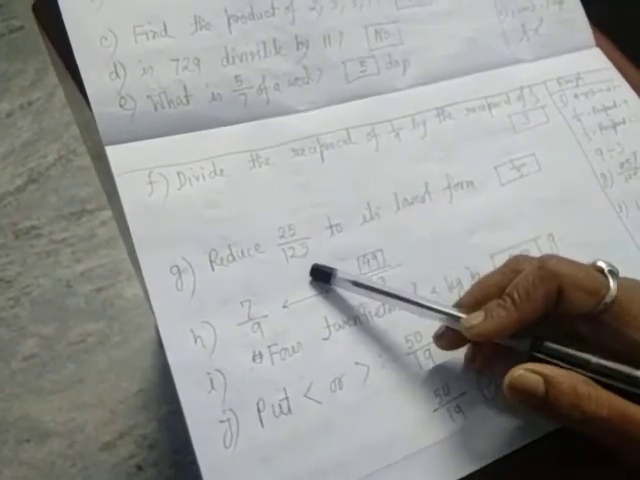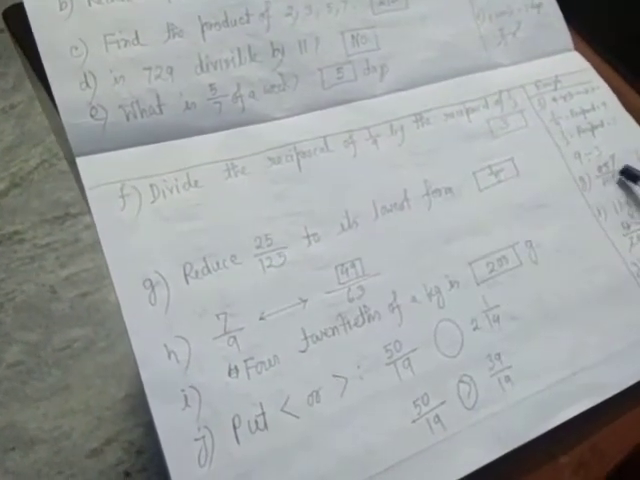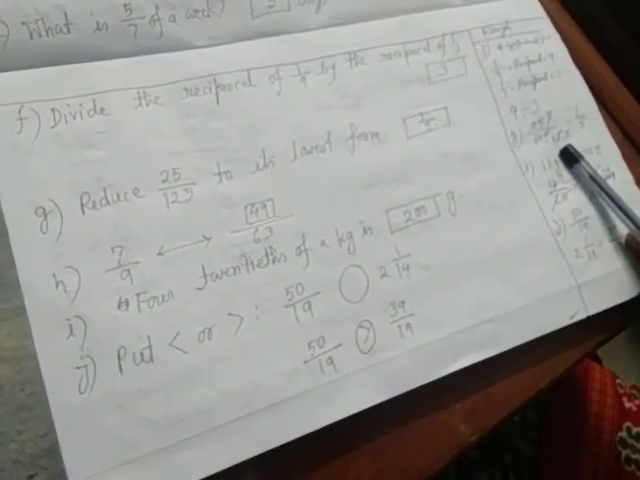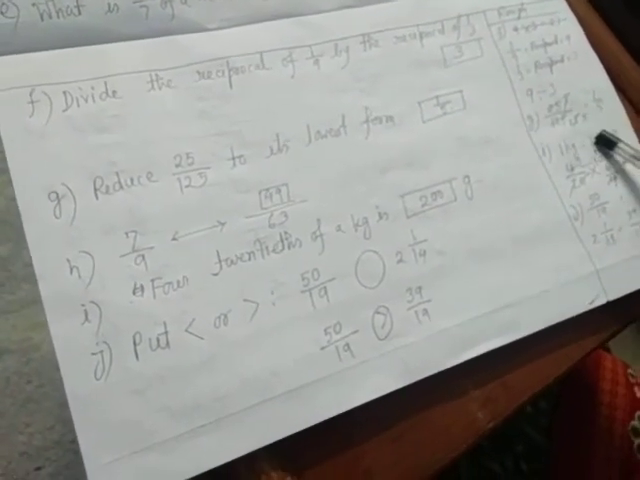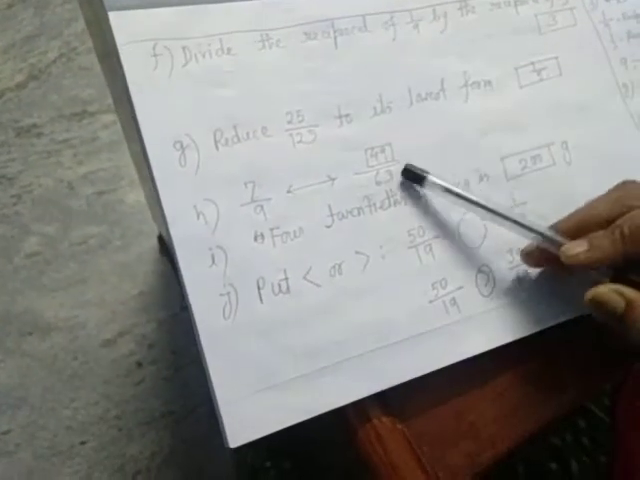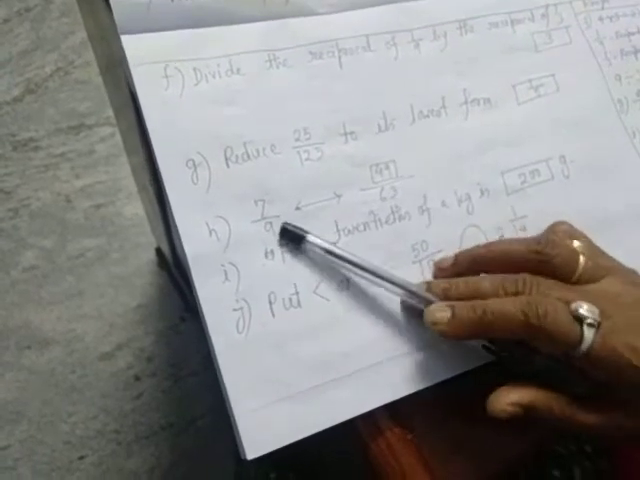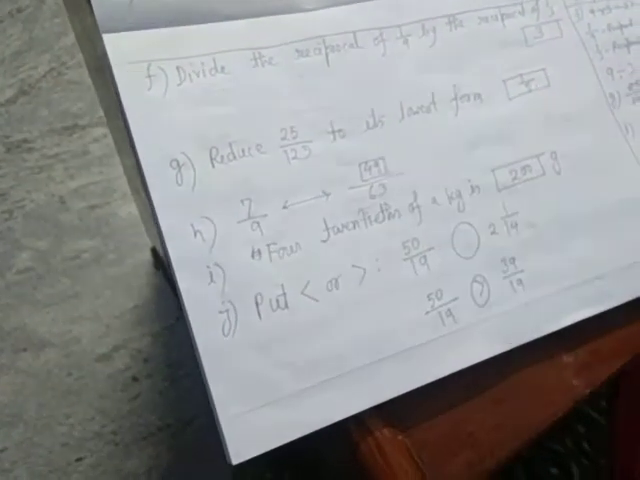Reduce 25 by 125 to its lowest form. 25 by 25, 5 fives are 25. 5 25s are 125, 5 fives are 25. So 1 by 5. 7 by 9. 63 denominator, numerator 7, 9 sevens are 63, so 7 sevens are 49.